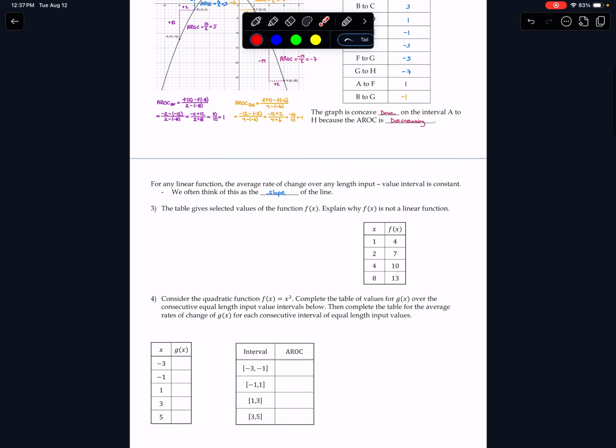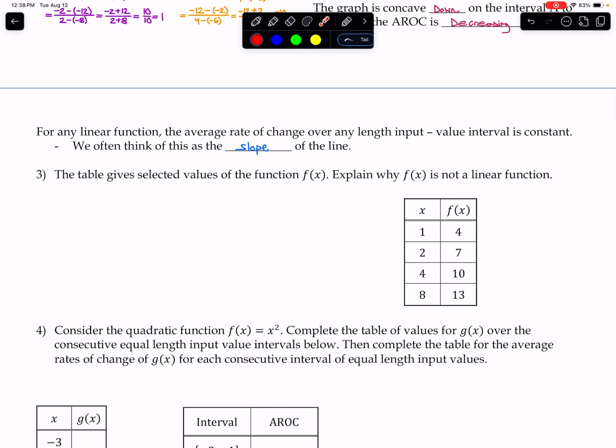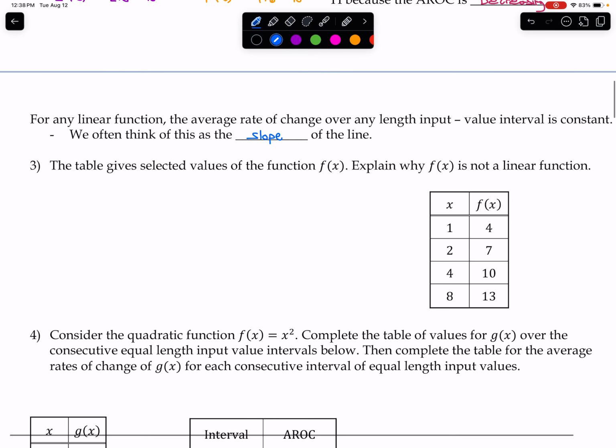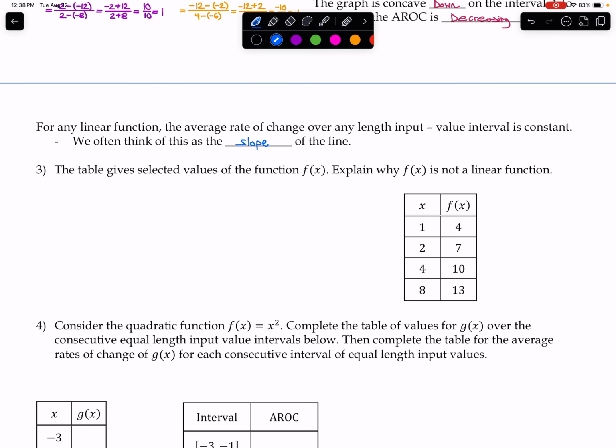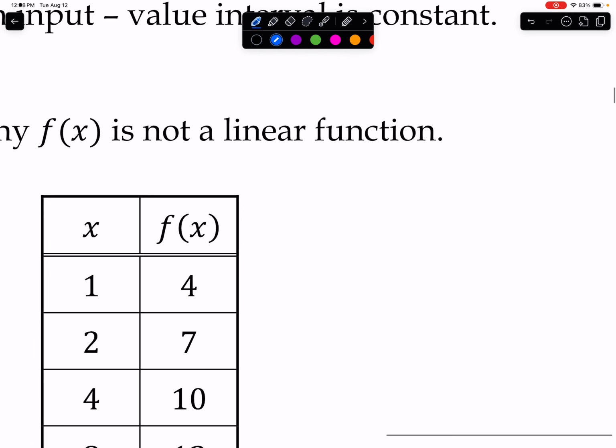Using that knowledge, we're going to expand on that. Moving on. For any linear function, the average rate of change over any length input-value interval is constant. We often think of this as the slope of the line. It's still what you guys have been doing since y'all could practically walk. The table gives selected values of the function f of x, and you want to explain why f of x is not a linear function.